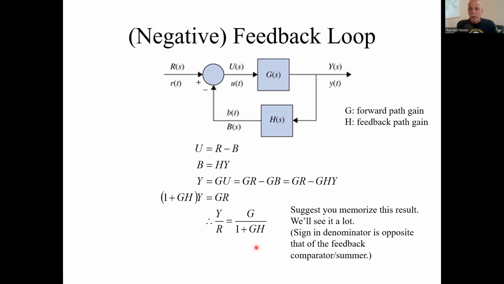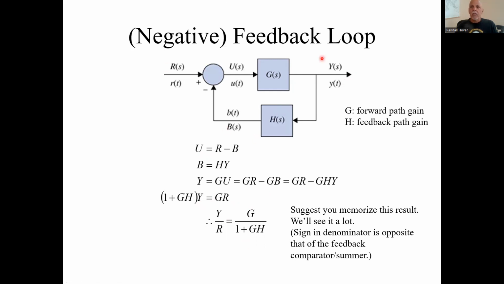Complete the algebra. I won't go through all that here. You end up with the total output over the input transfer function is this: the forward path transfer function divided by 1 plus that forward path transfer function times the feedback path transfer function. G over 1 plus GH. And I say just memorize this.